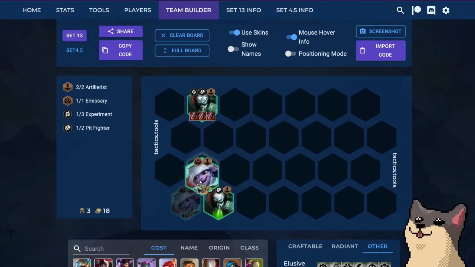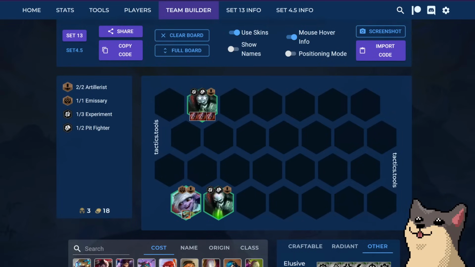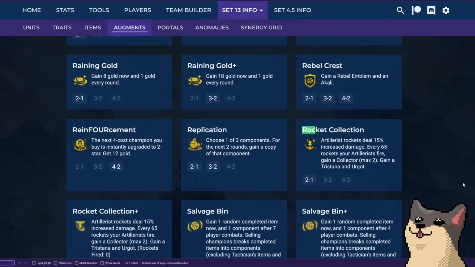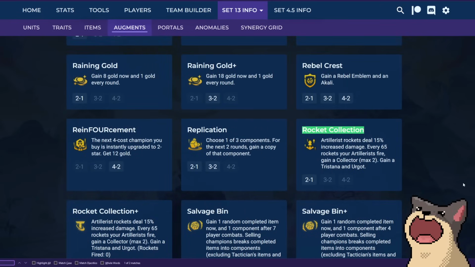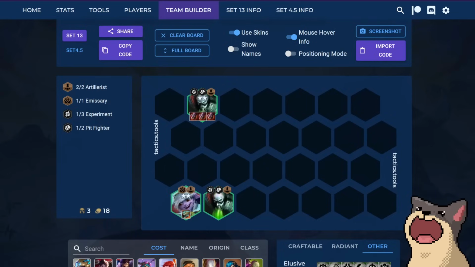The other person I was playing against had Tristana, and they hit the Artillerist augment, which is called Rocket Collection, right? Now, they didn't scout me. I selected the augment first. I'm not going to say that. I'm just saying that it was on stream. You guys can see I was talking about it on stream. But I selected the augment first. The person didn't scout me, and they took Rocket Collection, which gives them a Tristana and Urgot. So they had this board, Tristana 2-star and Urgot 1-star.